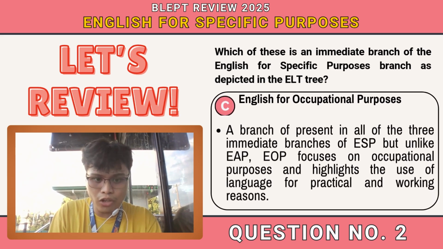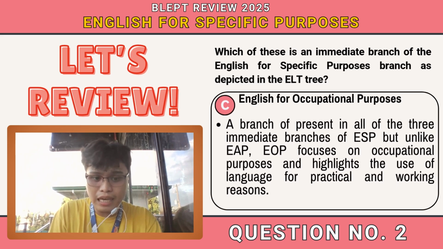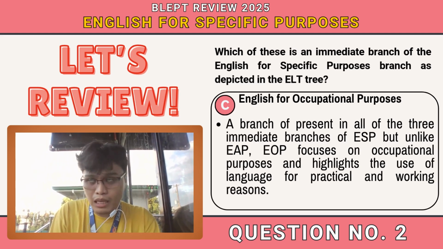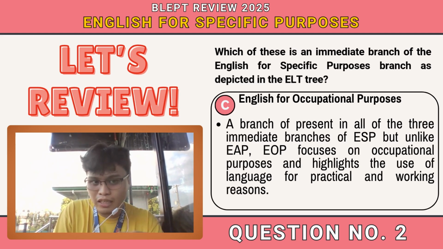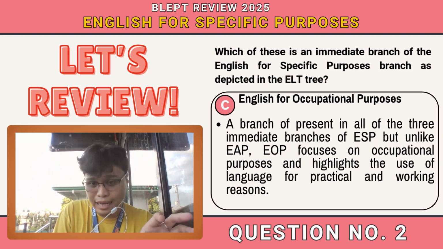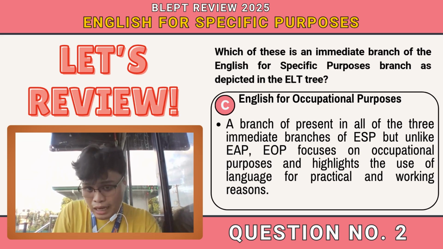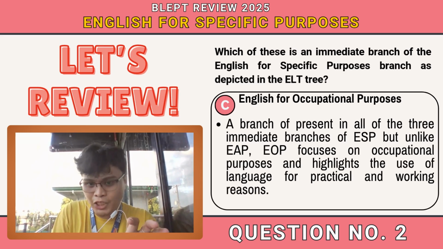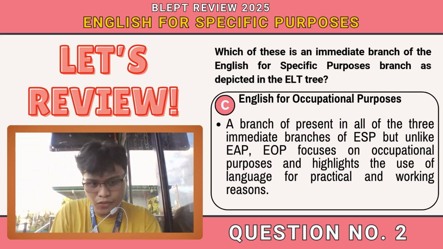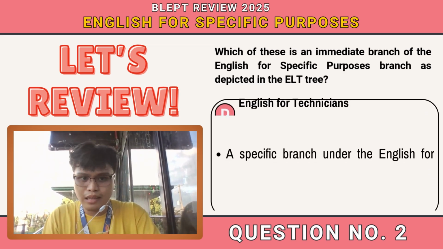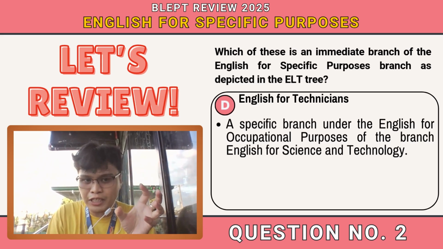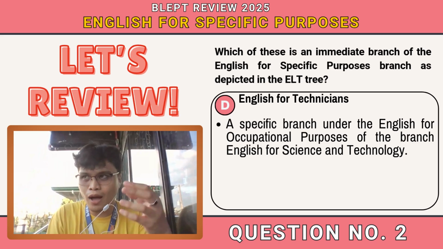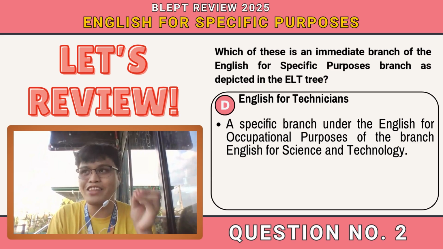Next would be English for occupational purposes. Same with EAP, it is a branch of EBE, EST, and ESS. So EAP, or English for academic purposes, and EOP, or English for occupational purposes, are branches within the immediate branches of the ESP branch in the ELT tree. So I hope you guys are following me. Next is English for technicians. This is a branch under the EOP branch under the immediate branch of the ESP branch.